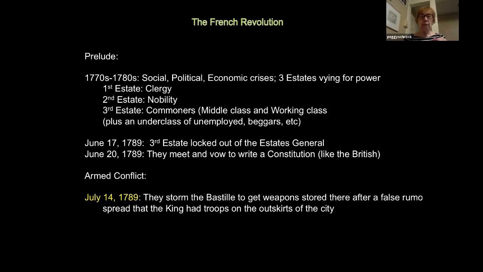Rumors are flying around Paris, and in 1789, they stormed the Bastille to get weapons that are stored there, because there's a rumor that the king is coming in with his troops, which wasn't true at all. But anyway, that starts the whole thing. Once it starts, we'll come back to what happens later.